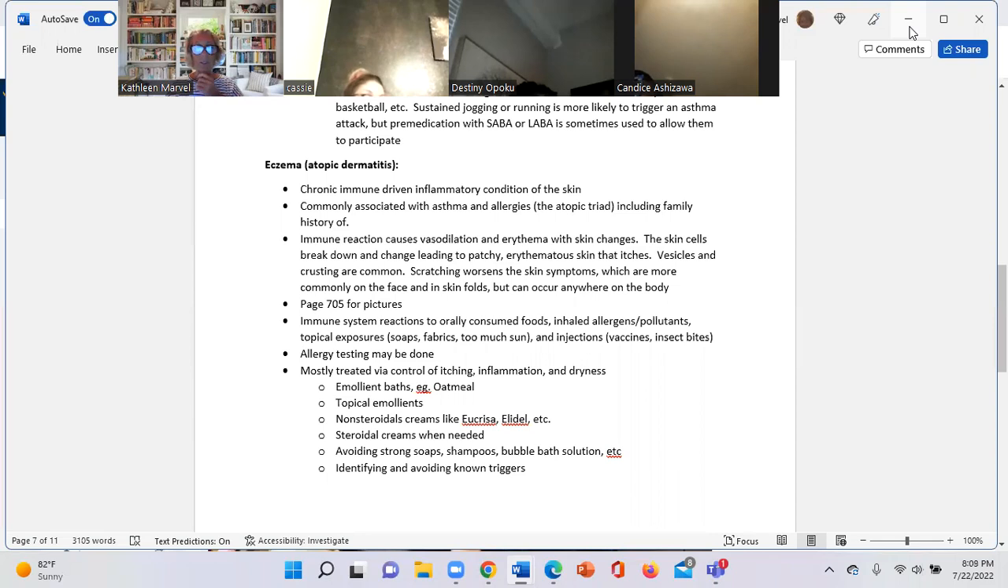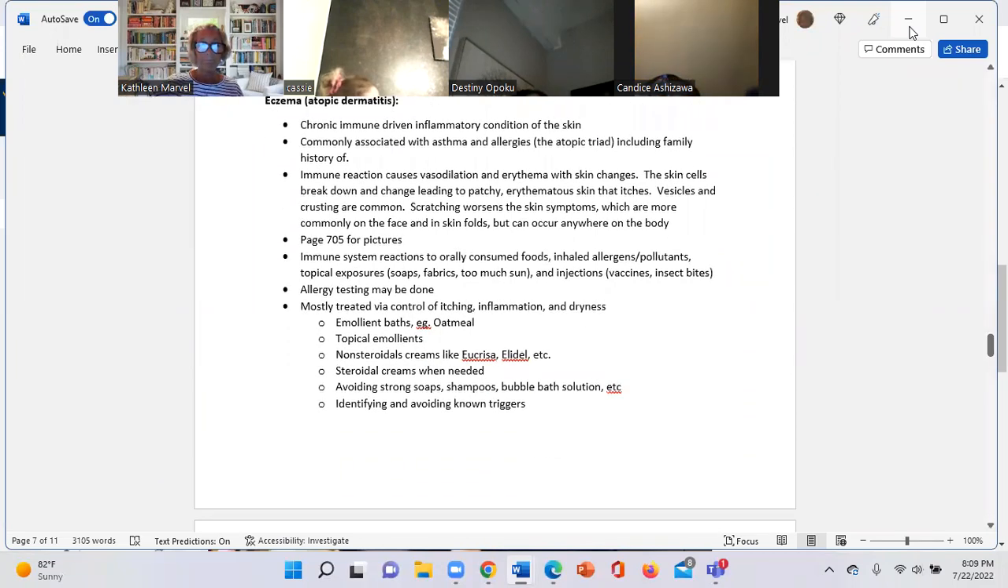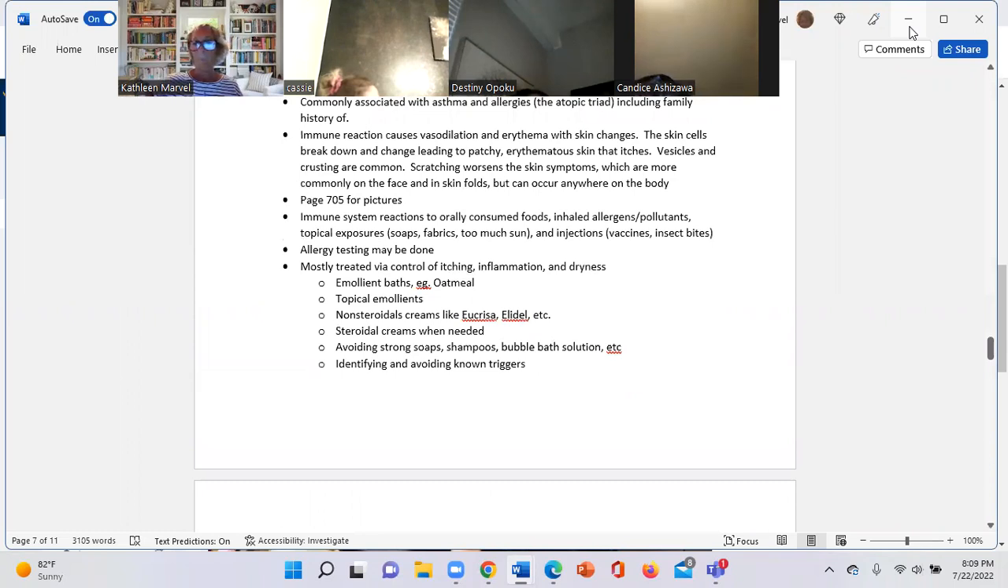And then how is it treated? Mostly treated via control of itching, inflammation, and dryness. So you have your oatmeal baths, your topical ointments, non-steroidal ointments. I do antihistamines and I get allergy injections.